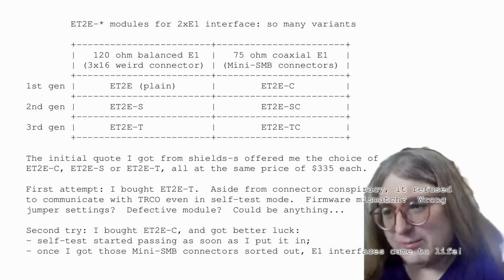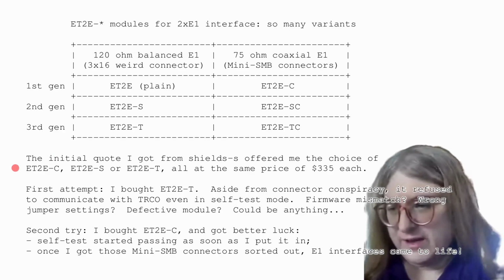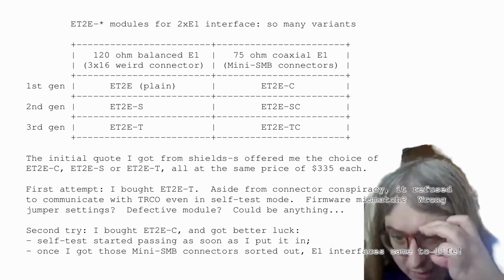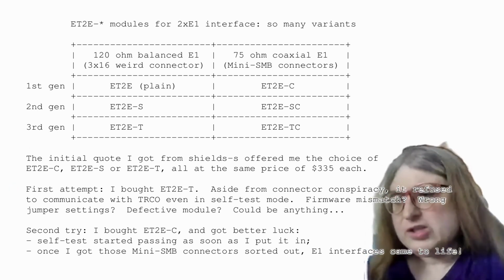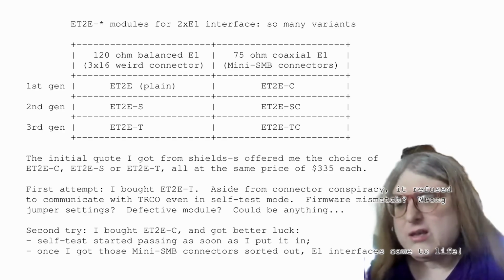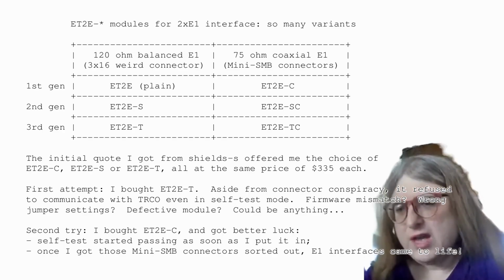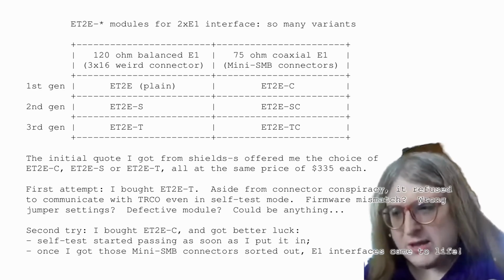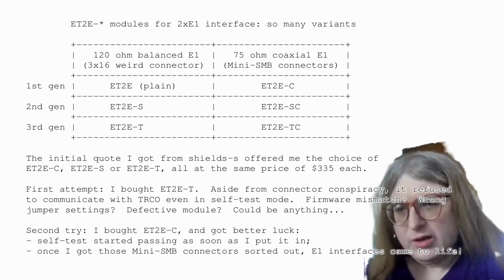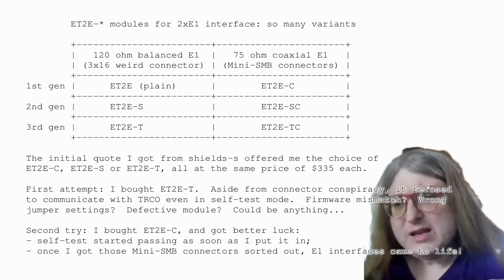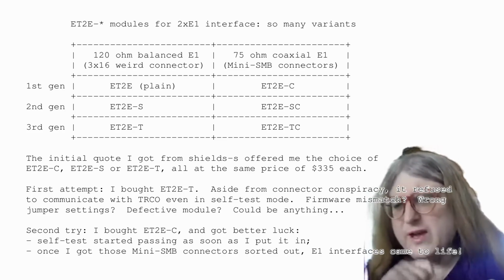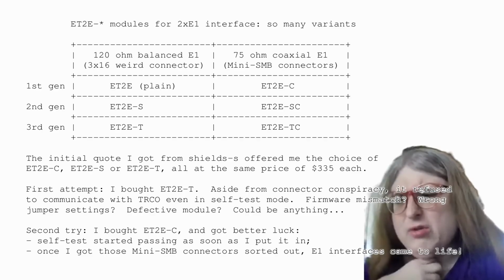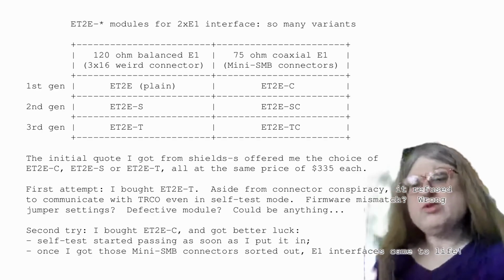But then I had another problem aside from the connector interface: when I put in the dash T module, it appeared dead. I could not get any signs of life, any signs of communication between the main system, the TRCO controller, and the module. It was acting like the module was not there. I didn't even know at first that the internal loopback test would fail. And of course, having no experience with this platform before, I wasn't sure what to make of it.